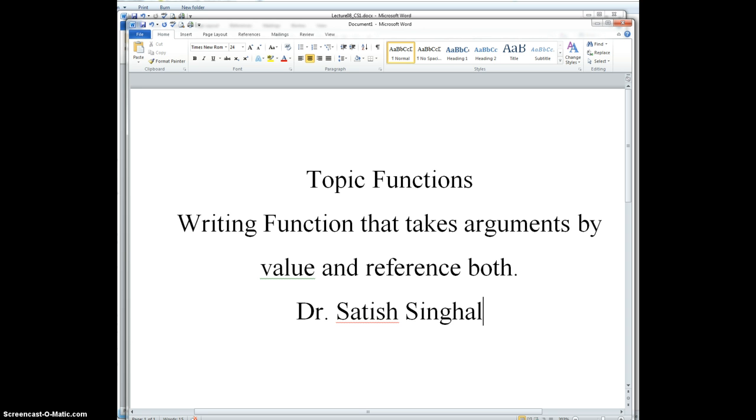As an attempt to do this offline, I'm going to describe writing of a function in this video, where the function takes arguments both by value and by reference. In the class we might have done functions that only take parameters by value or by reference, but this one will take both, and there is a need for that. So let me first state what we are trying to do in this function.